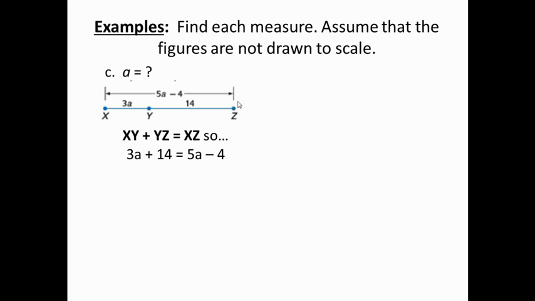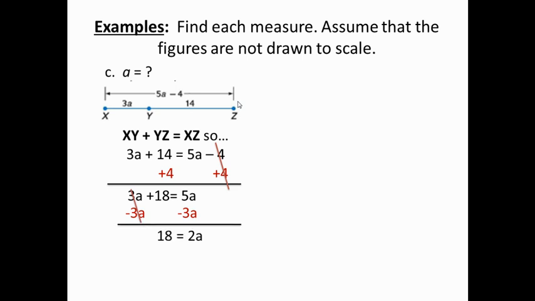You can do this in any order that you want. I prefer to just get my numbers on one side and then get my letters on the other and then divide. So I see I can add 4 to the other side, right? That'll give me 18. So 3A plus 18 equals 5A. Then I should get that 3A to the right-hand side, so I'll subtract it over. So I get 18 equals 2A. How do you get rid of a number and a letter? You divide it. So 18 divided by 2 is 9.